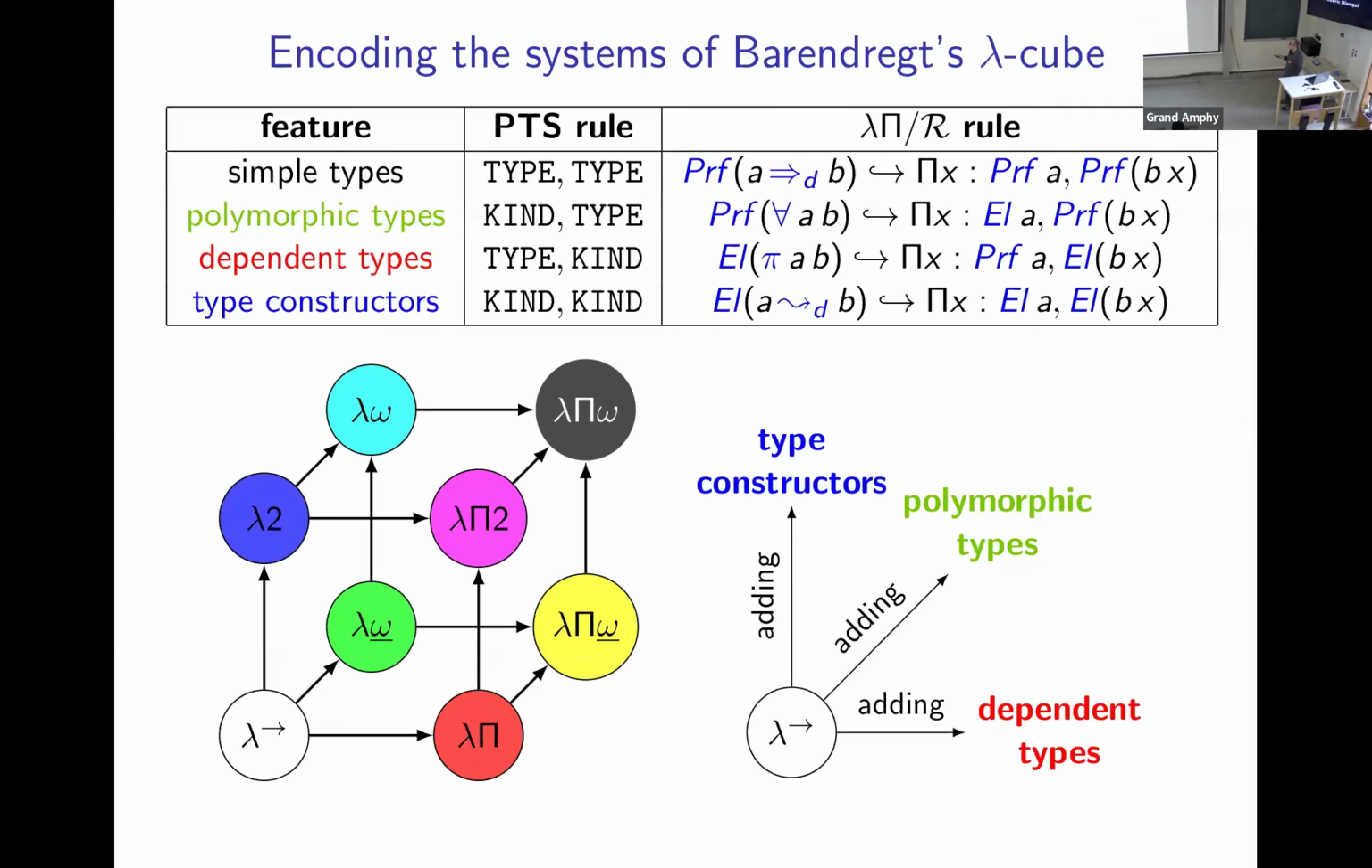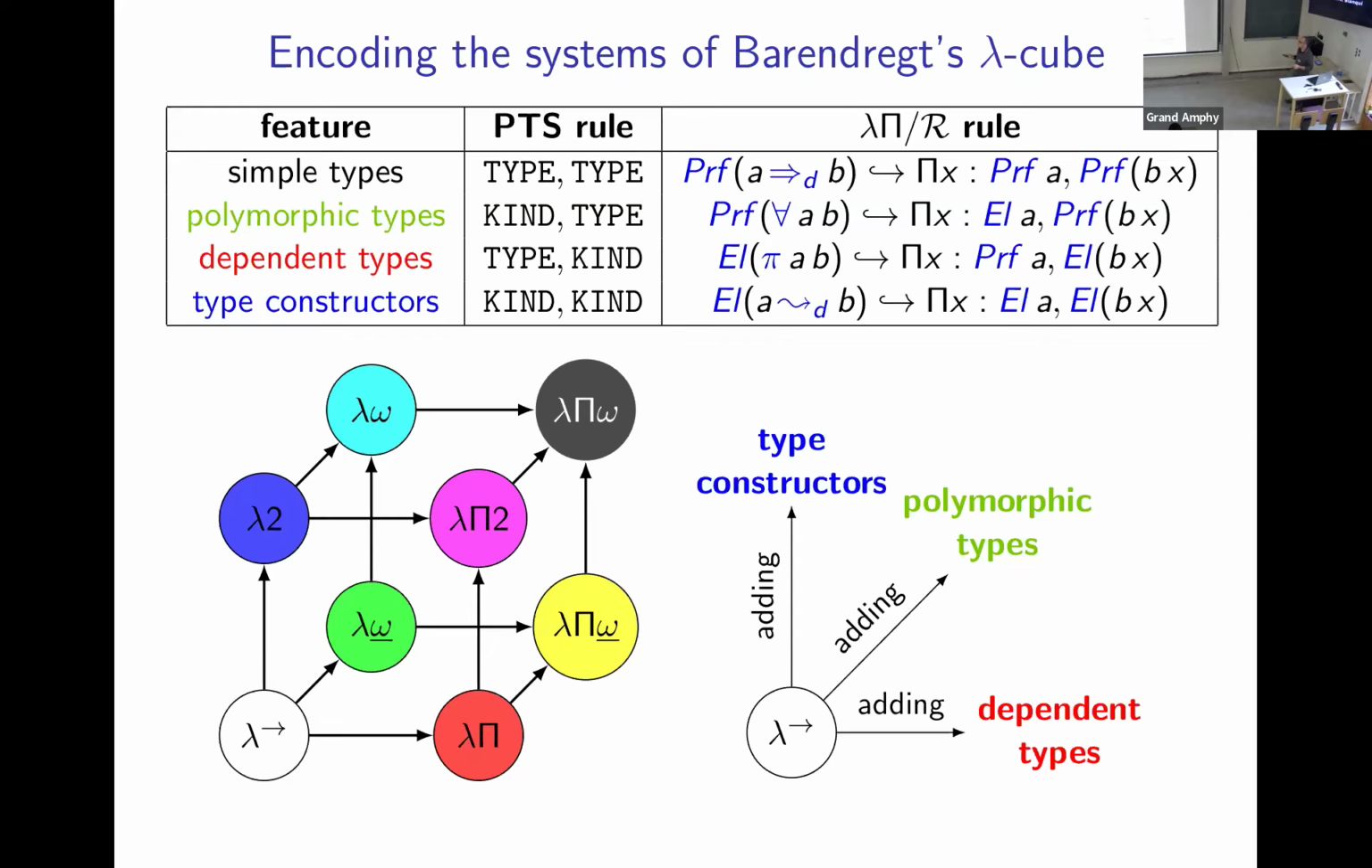So you remember perhaps in PTSs, where we have this nice cube, depending on what you had from simply typed lambda calculus, whether you add dependent types, polymorphic types, or type constructors, and it's defined by using these rules. And so you can do something similar in the lambda pi calculus, depending on the kind of rewrite rule, not product rule, rewrite rule, that you are going to allow.